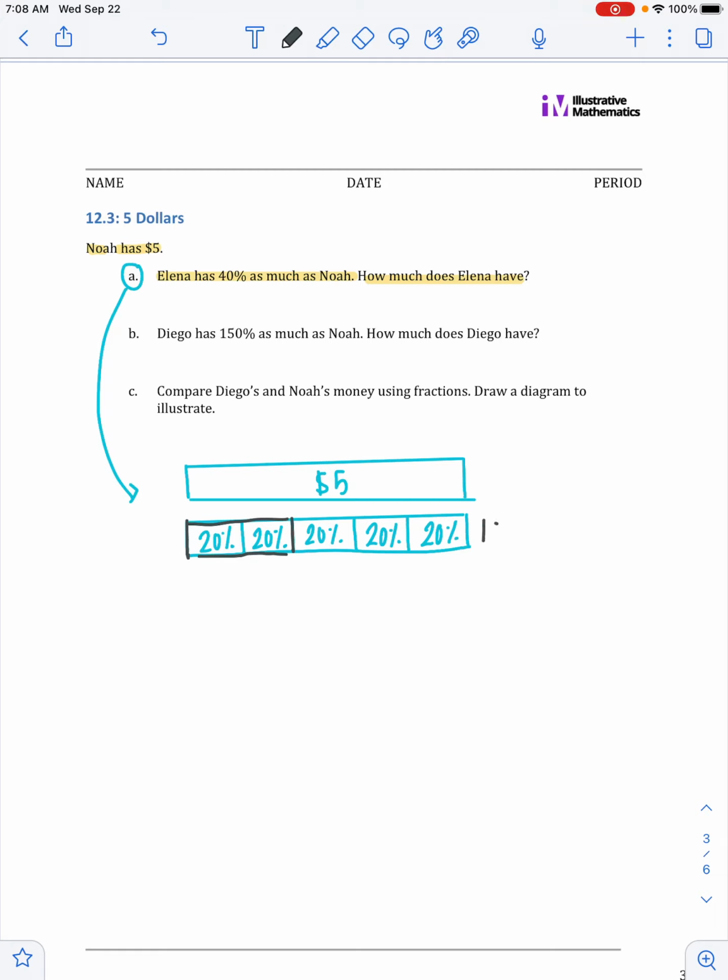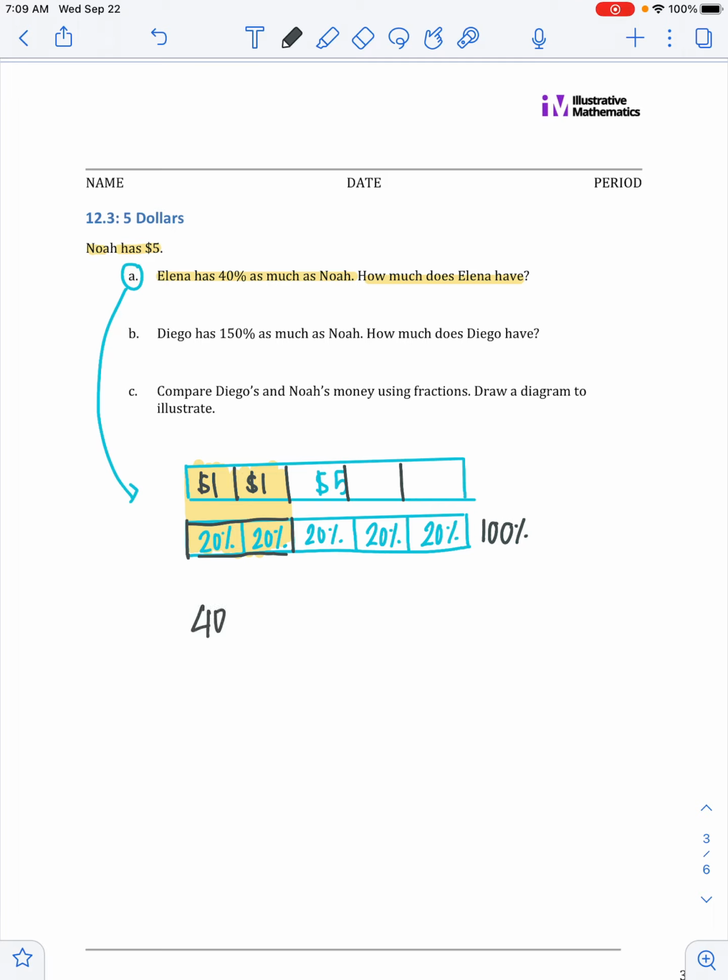So just like I split up 100% into 4 groups, I need to split up $5 into 4 groups. And when I split up $5 into 4 groups, I see that each group is simply $1, and 40% of $5 is $2. Now, another way I could show that is by thinking of percent as rate per 100.